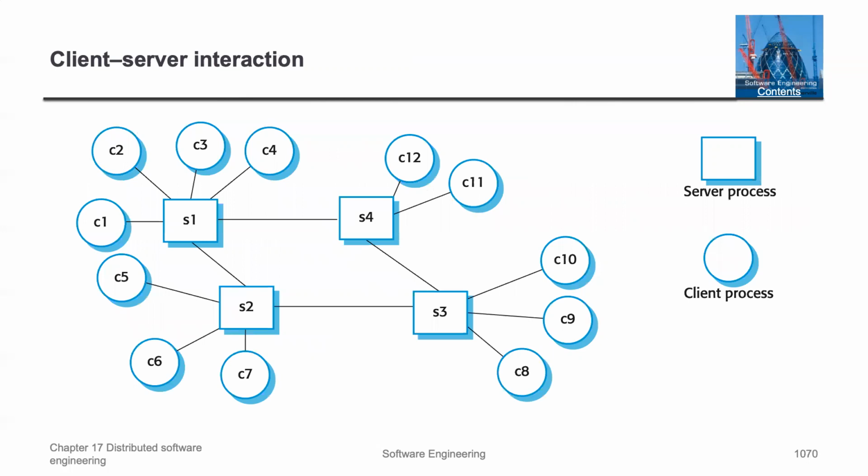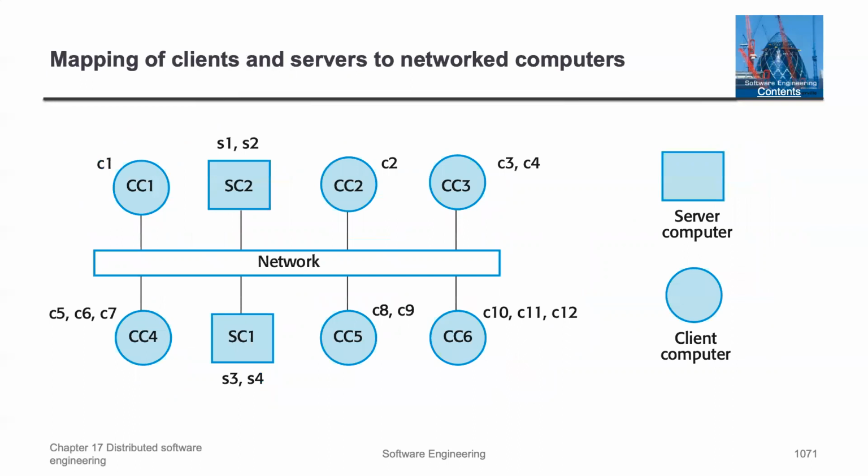So here's an example of how that might look. And so you have various clients and they're accessing servers. Here we're showing 4 server processes that the various clients are accessing. There needs to be a mapping of clients and servers to network computers. And so this is how that could look.